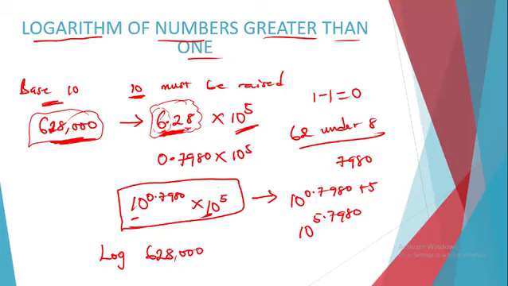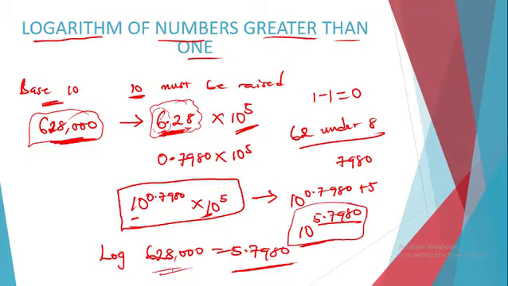Now invariably it means that log 628,000 is equal to 5.7980. So it means invariably that 10 raised to power 5.7980 will give us our number here, 628,000.